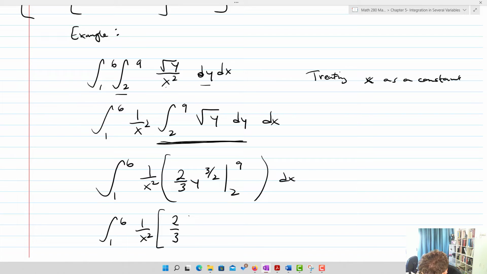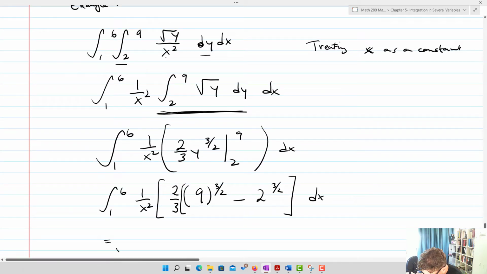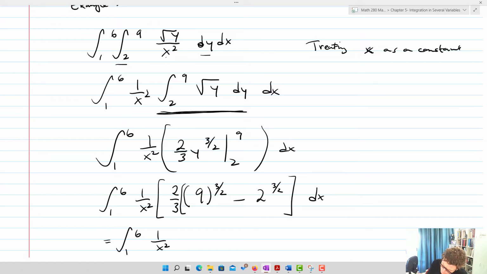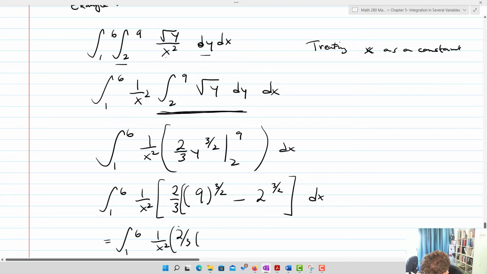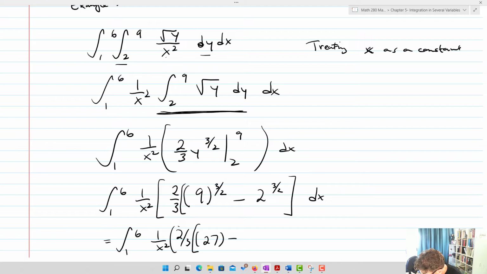And our y's will end up being 9 to the 3/2 minus 2 to the 3/2, and dx. And so that's going to equal the integral from 1 to 6 of 1 over x squared, and this is 9 to the 3/2, so that's going to end up being 3. That's going to be 2/3 times 27 minus 8 square root, so 2 root 2, dx.